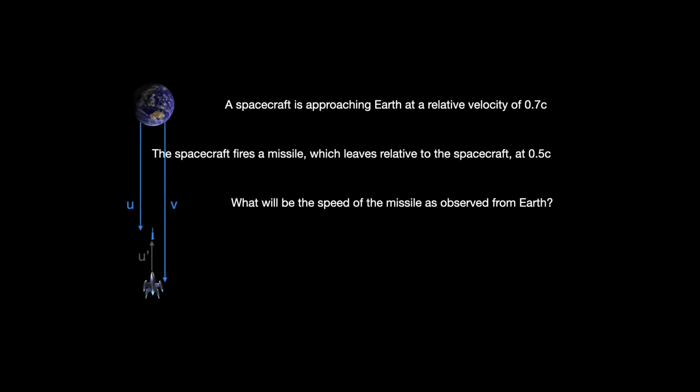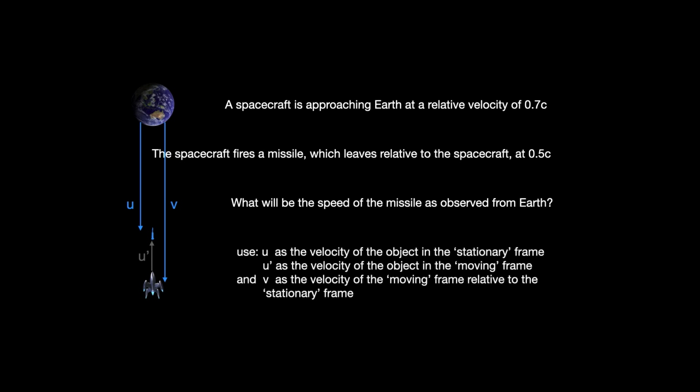If we're looking at the missile, now the missile is observed by both the Earth observer and the observers on the spacecraft. So that's going to be a u and a u dash. And if we're asked what is the speed of the missile as observed from Earth, we can put a few values into an equation.